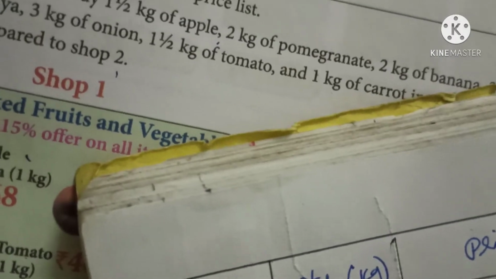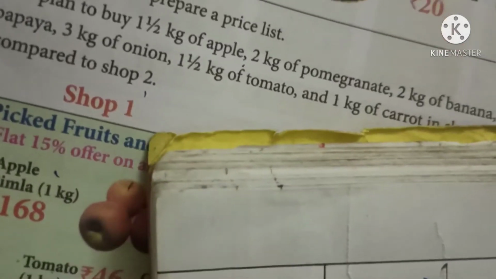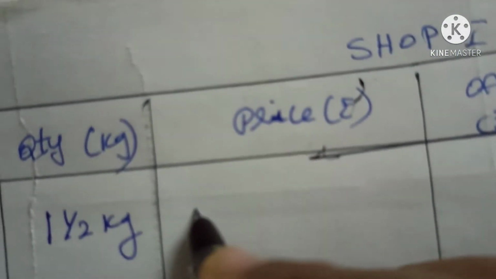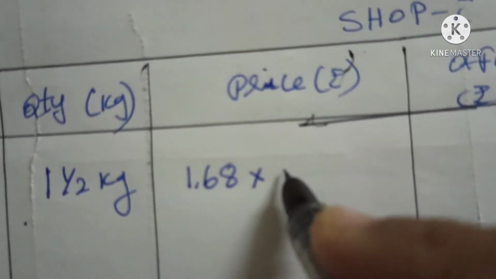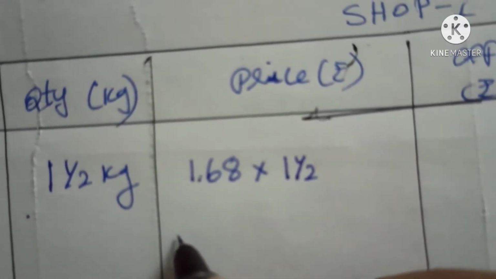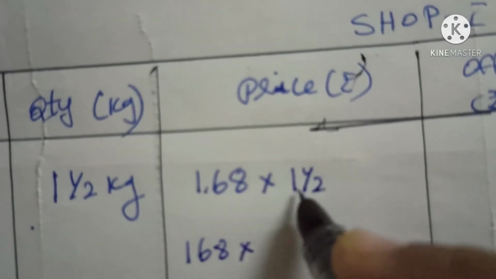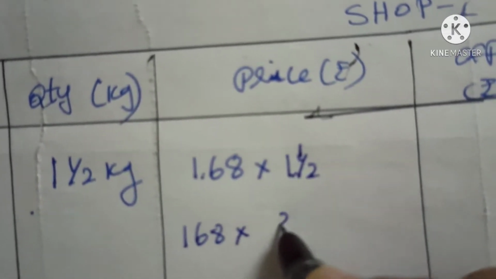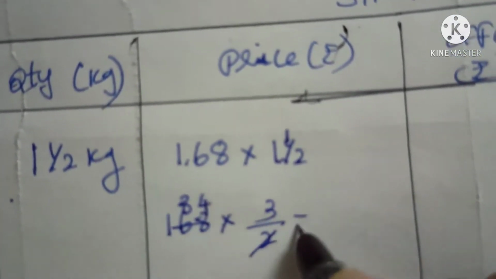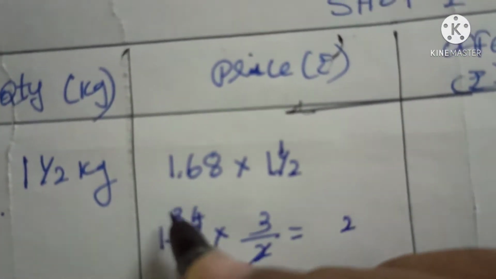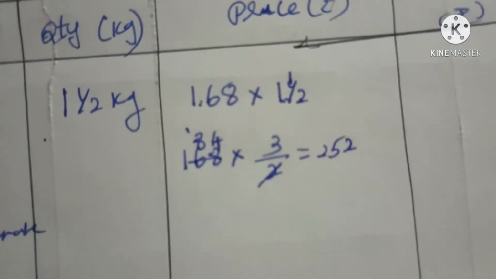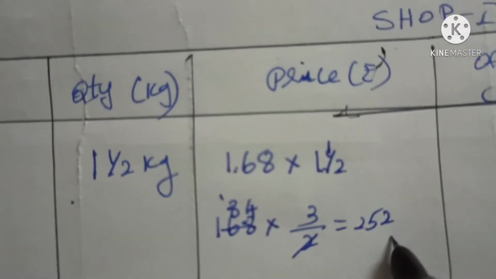Apple 1.5 kg. We require 1.5 kg of apple. 1 kg of apple is equal to 168. Therefore 168 into 1 by 2. That is 168 into 2 ones are 2, 2 plus 1 is 3. 3 by 2. So if you cancel this one, 84. 4 3s are 12. Carry 1, 24, 25. Therefore the cost of 1.5 kg of apple is 252 rupees.